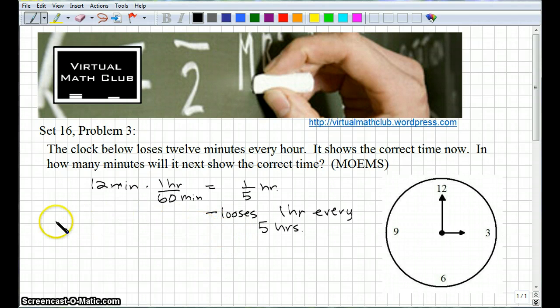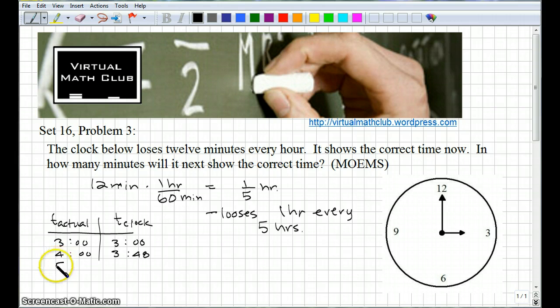But you could also look at it this way. You could say, well, the actual time right now, let's make a little table. T actual and T clock. Okay. And so it's 3 o'clock right now, and the clock says it's 3 o'clock. So at 4 o'clock, what's the clock going to say? It's going to say 3:48, right? Because it's behind by 12 minutes.